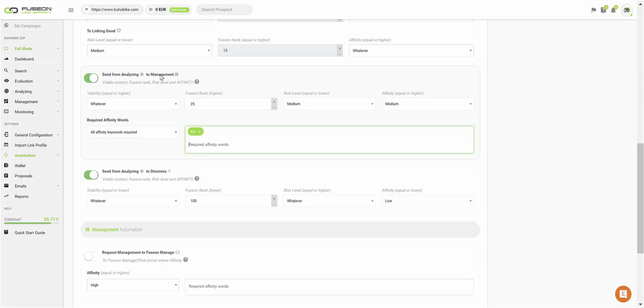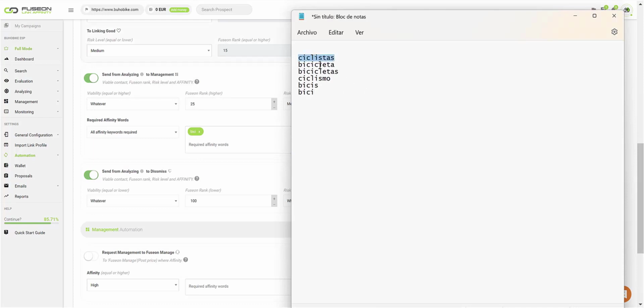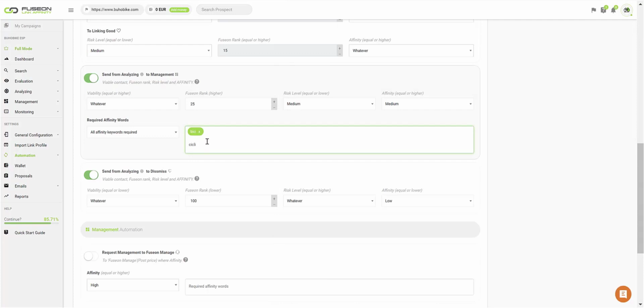Bikes, okay? It would pass to you as long as they comply with this. If we are going to add another one we have here, cyclists, cycling. Well, if you add cycly, we would already have two roots, bike and cycly. You could put bike and cyclist, but if you put cyclists in plural, it would not bring it.